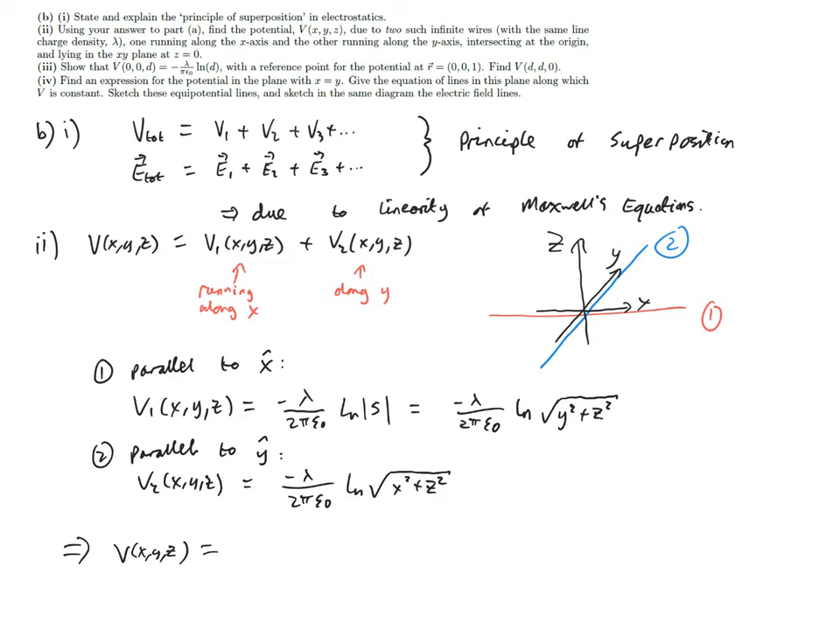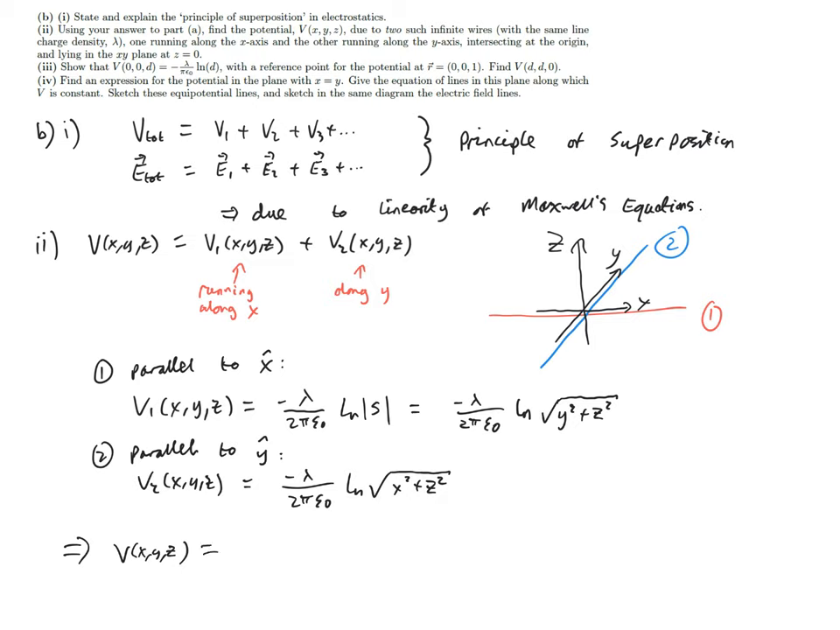We're now asked to give the equation of lines in this plane along which v is constant. So here's the full expression for v. So we just set this equal to some constant. So we need to find lines in the x equals y plane where x and z are chosen such that this expression is a constant. It says sketch these equipotential lines and in the same diagram sketch the electric field lines.